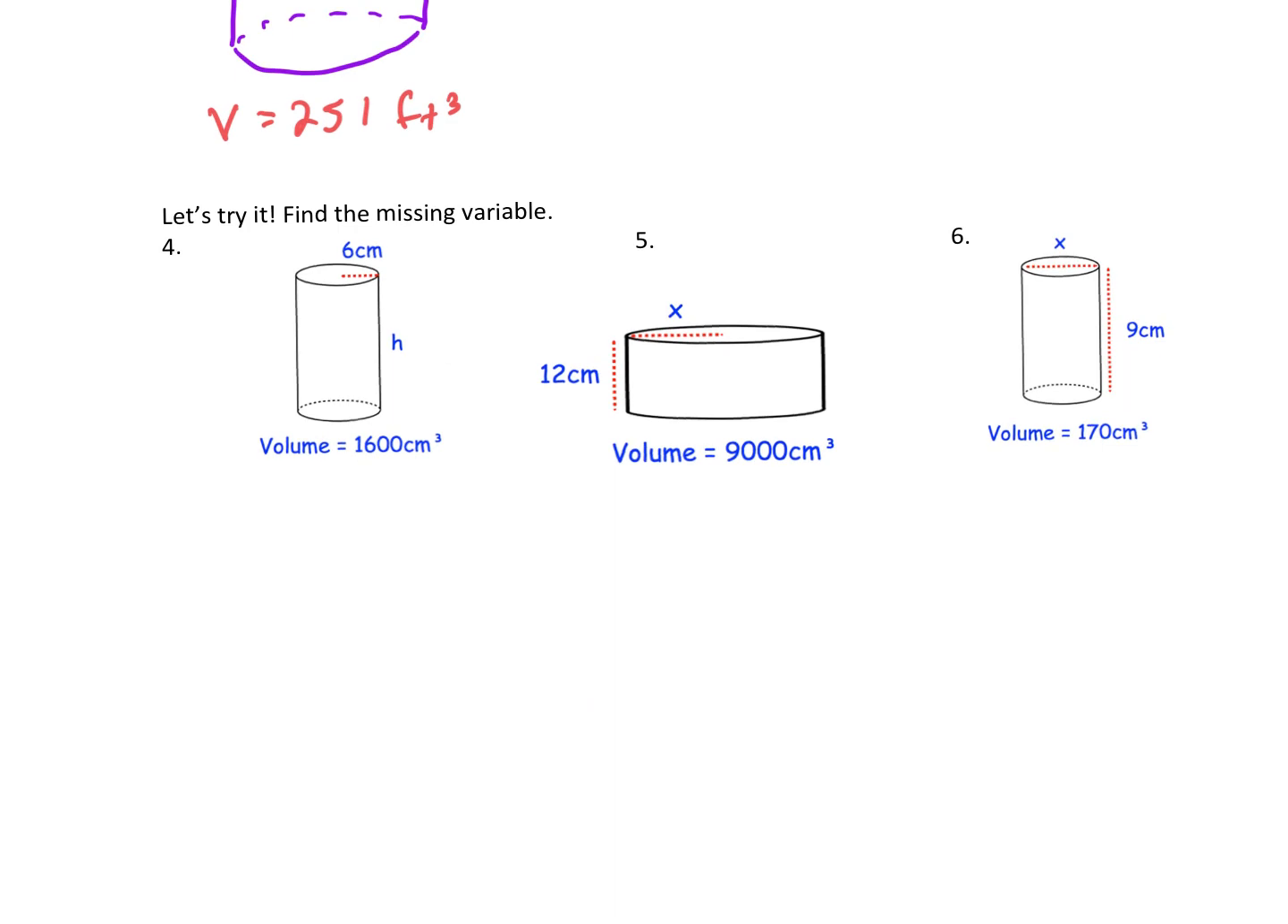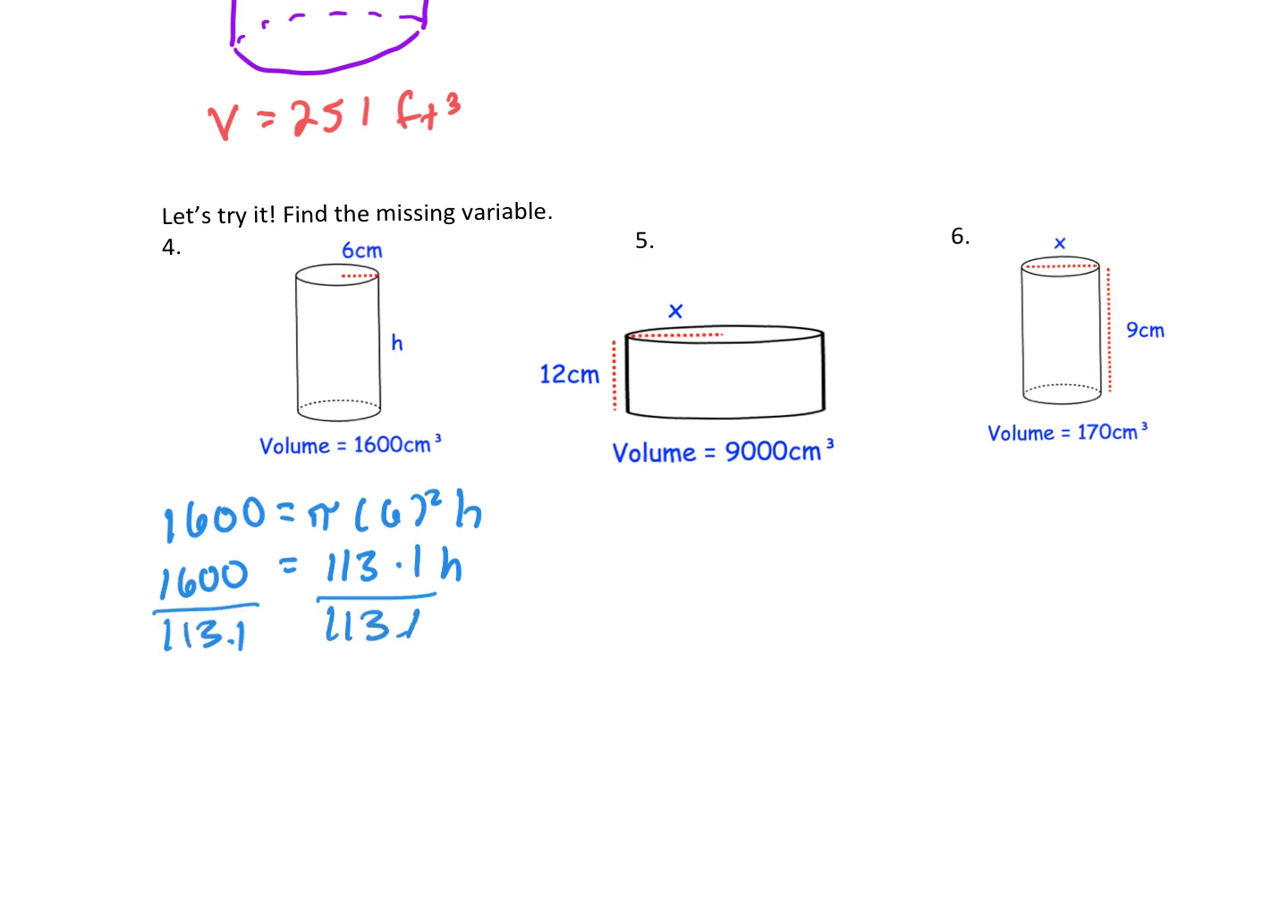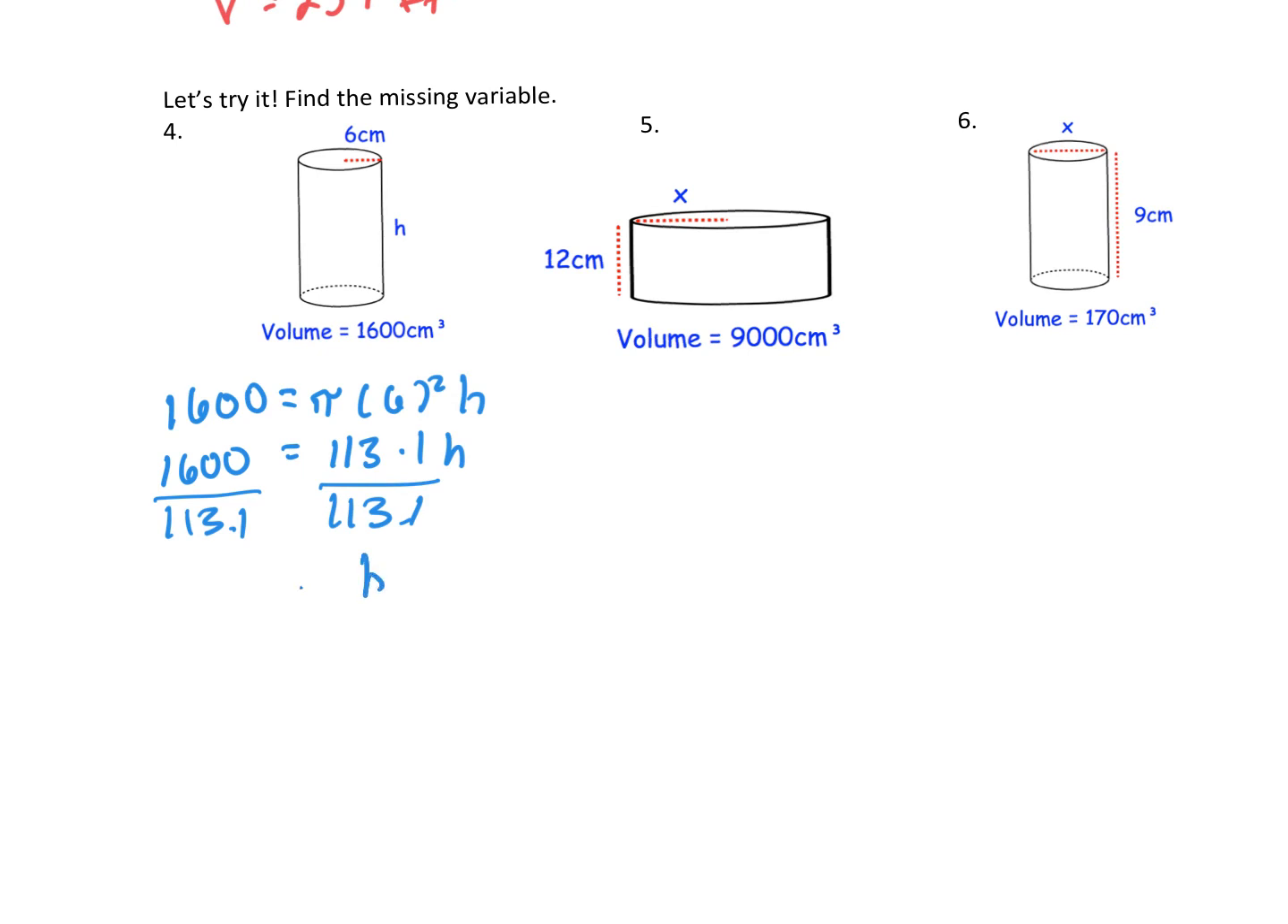Okay, let's try it. So number 4, we want to find the missing dimensions. This gives us a volume of 1,600. Our formula is pi times 6 squared times height. Multiply that through. This is 113.1 times our height equals 1,600. Divide both sides by 113.1. So our height here is about 14 centimeters.